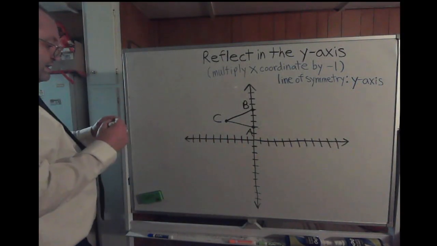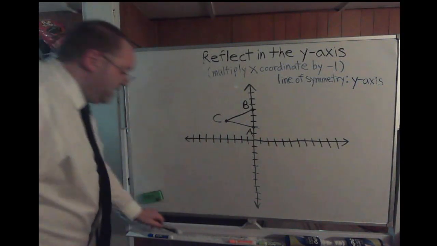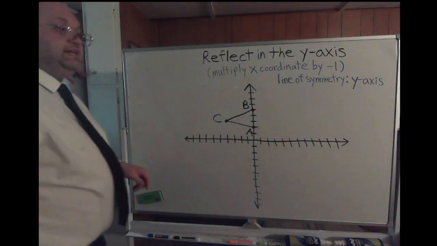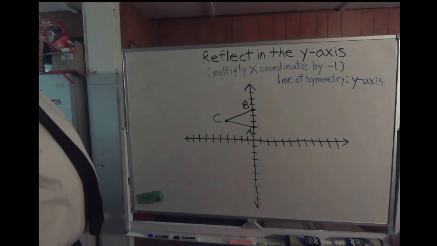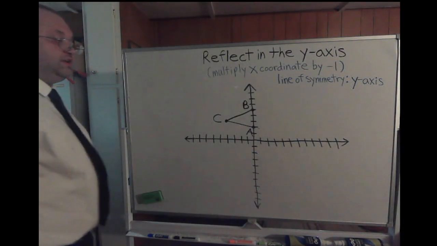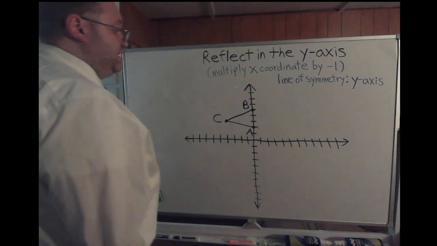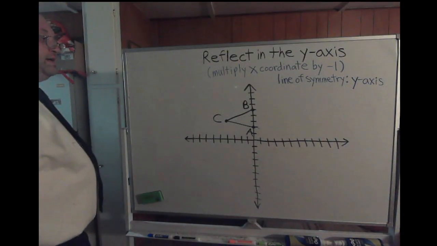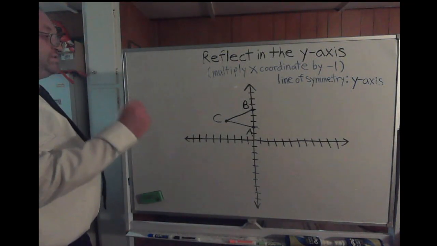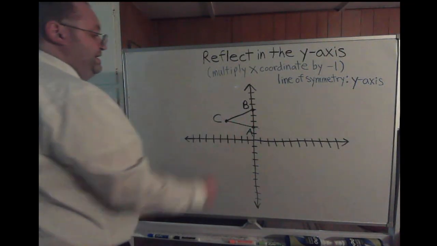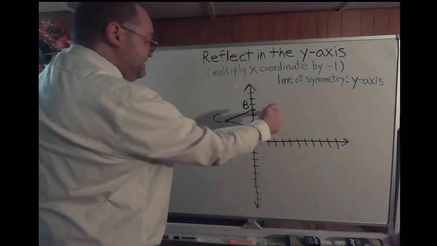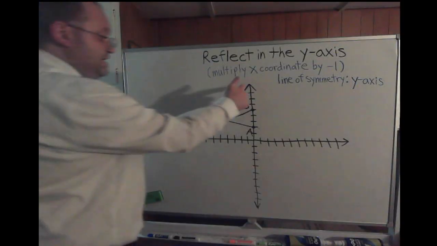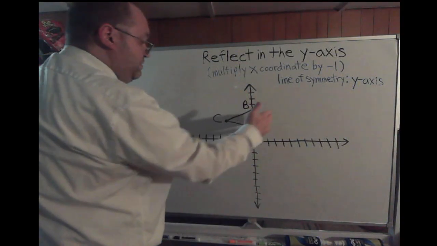Alright, so we have a triangle. We got some points right on the axis. This is actually about to look pretty cool here. You're about to get a nice cool reflection. It's going to be truly symmetric. Not that the other ones weren't symmetric, but you're going to see how this can work sometimes. So we have triangle ABC. Again, we want to reflect this across the y-axis. That is our line of symmetry, this y-axis going up and down.